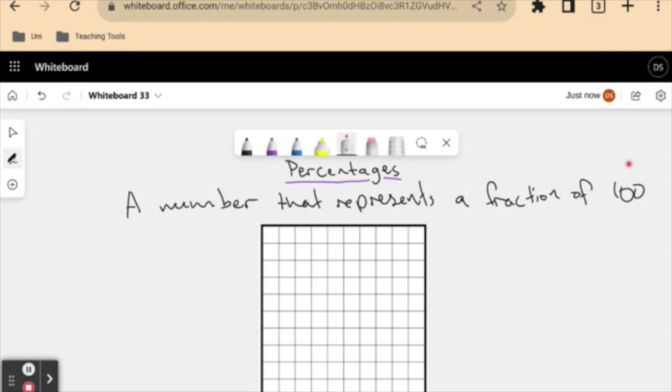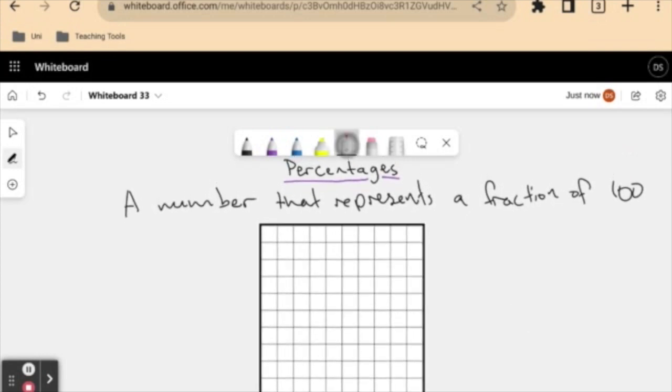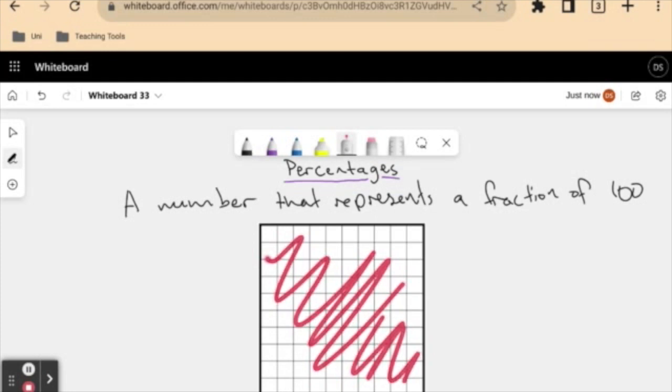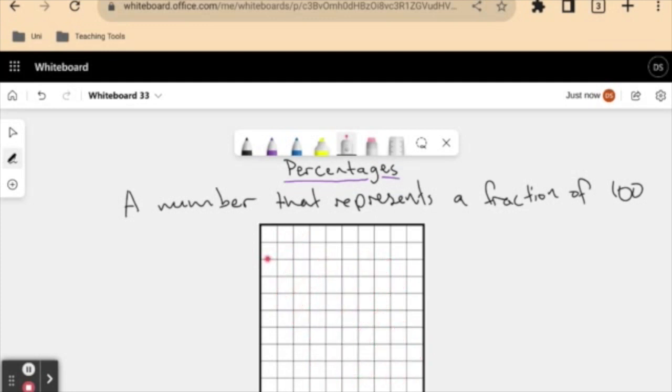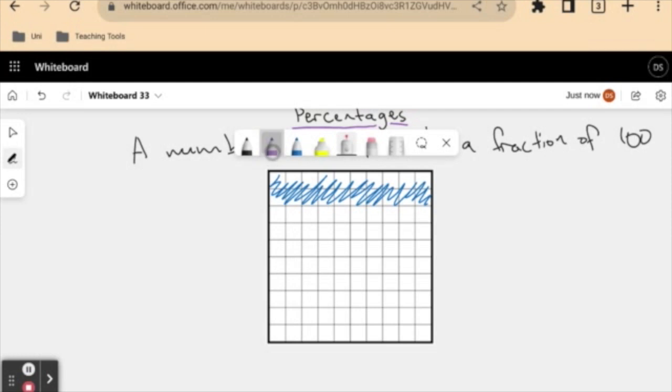So if I were to write on my grid here, I have a 10 by 10 grid composed of 100 little squares. So I'm going to show a fraction out of 100. So let's say I were to show 20%. So 20% as a fraction of 100, we would have 20 of these shaded in out of 100. So writing this down, I can just write 20%.